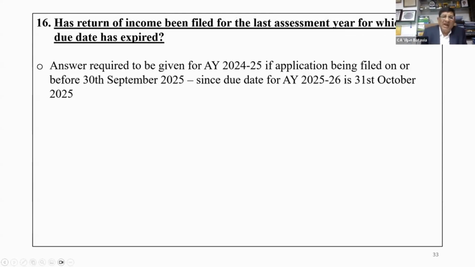Now this is about the return filed, for which the last date acquired is assessment year 24-25. Most of the trusts must have filed. That's it. You have to give the information. There is no other major requirement.